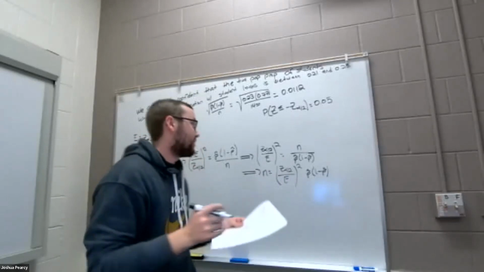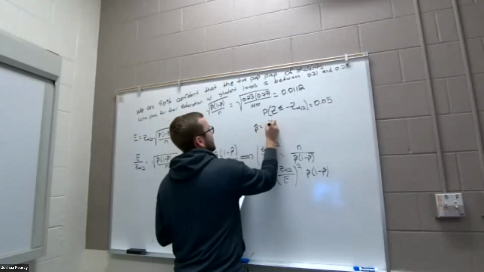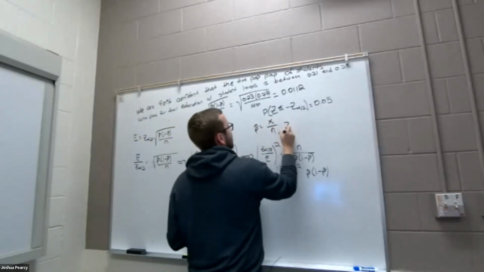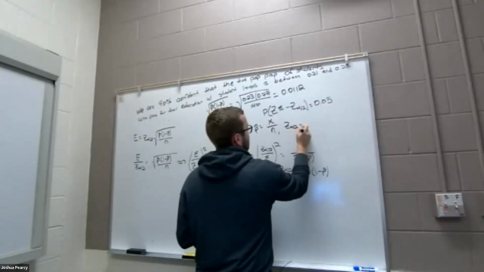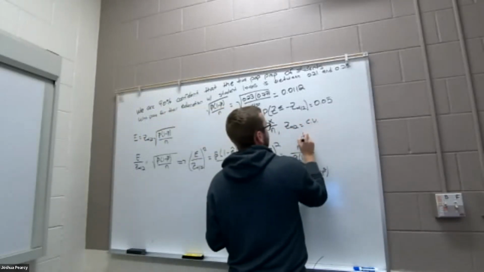I guess I can put this here too, since I noted it on my notes. So p hat is x over n, just like we said earlier. Z alpha over 2 is the critical value. And then E is the given margin of error.